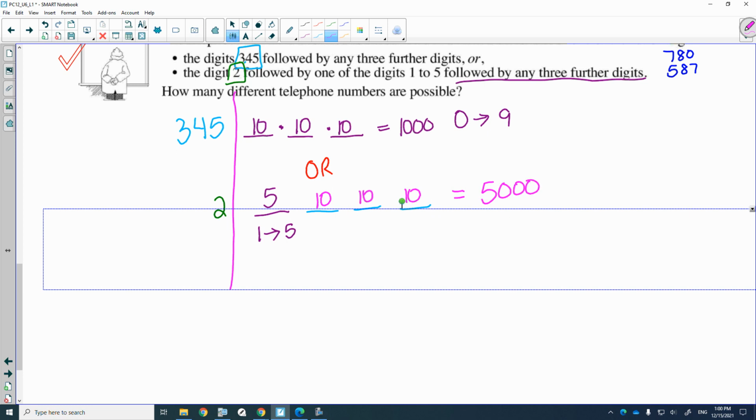And then because you could be assigned the first area code or the second area code, in this town, there would be 1,000 plus 5,000. There's 6,000 total numbers that they could be assigned, or different numbers that would exist, and no 2 people would have the same number.